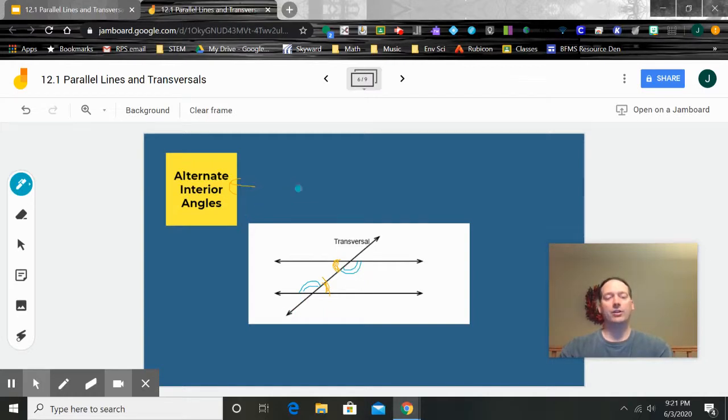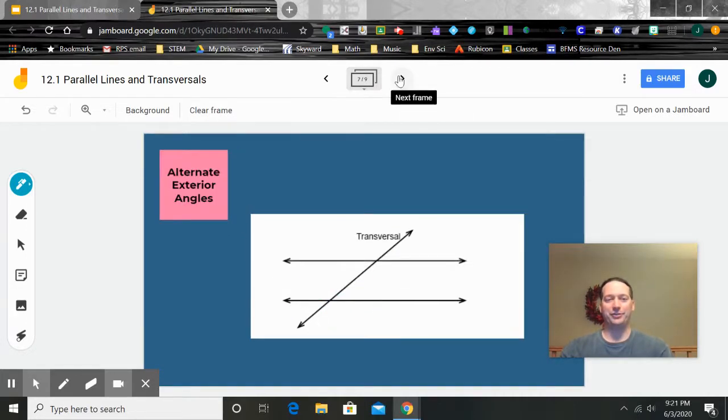Now, one of the things about alternate interior angles is they are congruent. So this angle is congruent to that angle. That angle is congruent to that angle. Exterior, and that's what we are going to deal with. So exterior deals with on the outside of the parallel lines. Alternate means the opposite side of the transversal.